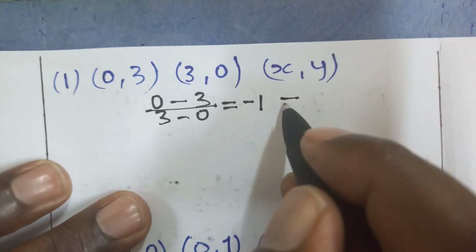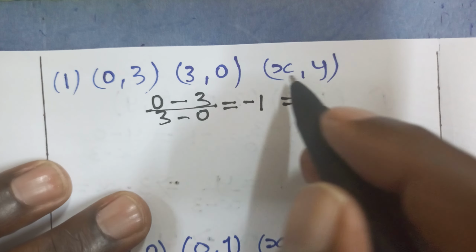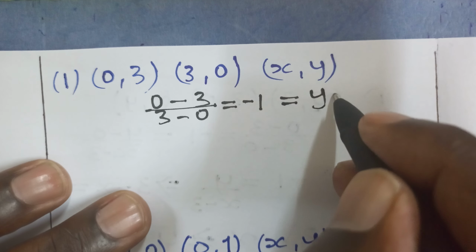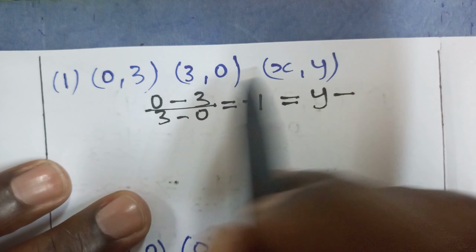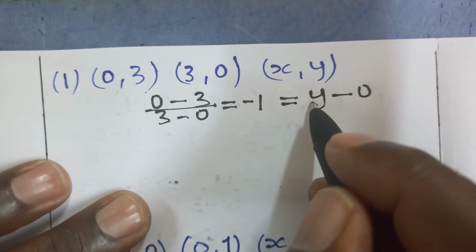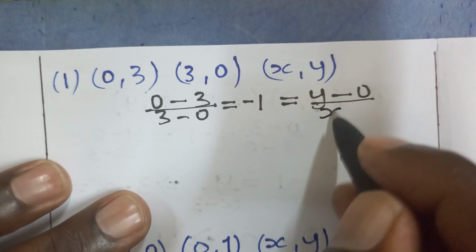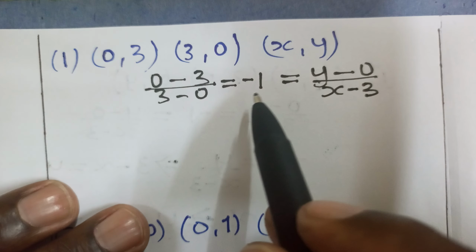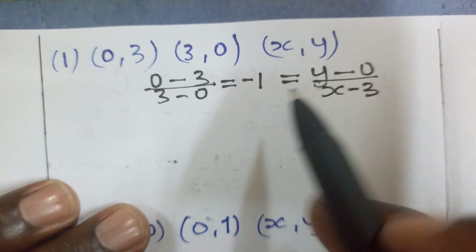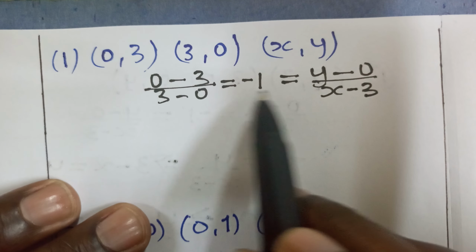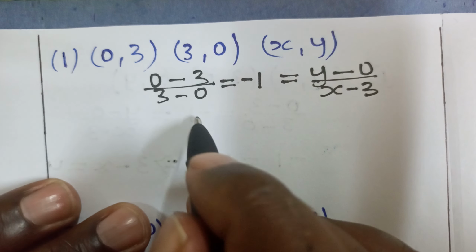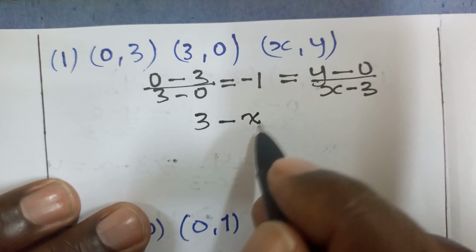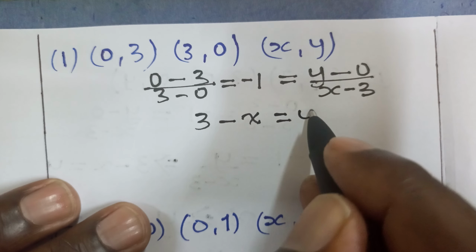And this gradient we use to find the equation. We use another point on the line: y minus 0 over x minus 3. For that, using negative 1, our equation comes to 3 minus x equals y.